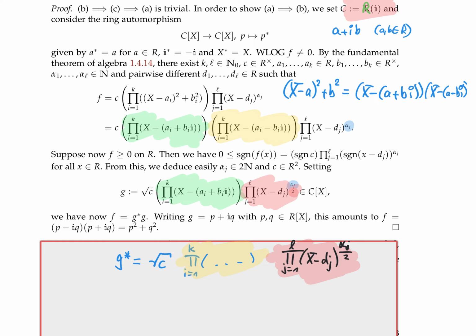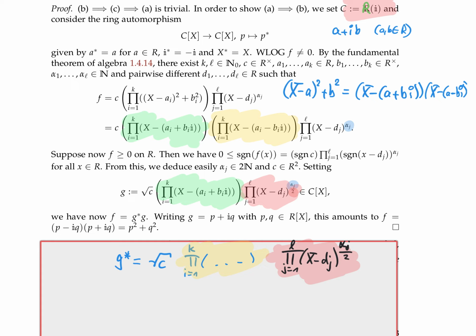Now, but g, of course, is a complex polynomial. I mean, it's a polynomial whose coefficients are in C. But I can write g as p plus iq, right? Because all the elements from C look like this. So I can do this coefficient-wise. The polynomial whose coefficients are the respective real parts is called p, and the one with imaginary parts is called q.